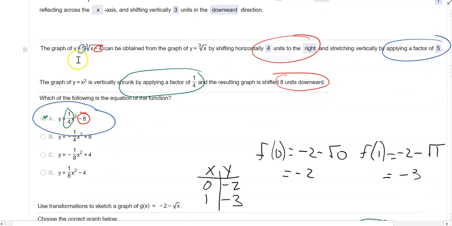In the next one, we're looking at a cube root function. We have a factor of 5. It's applied here. This 4, we are subtracting a positive 4, so we're going towards the right at 4.